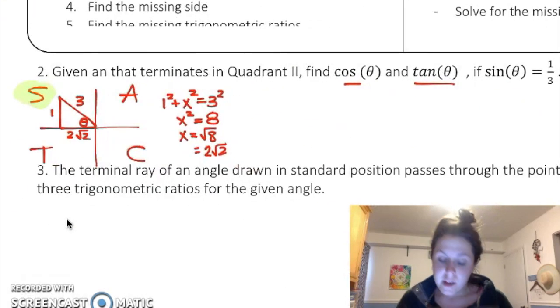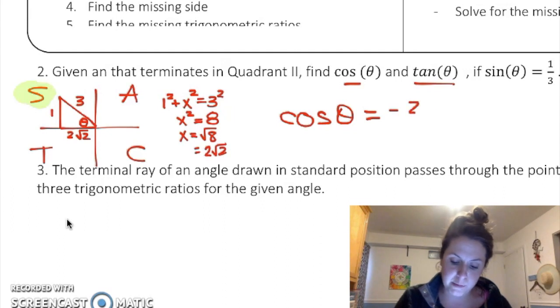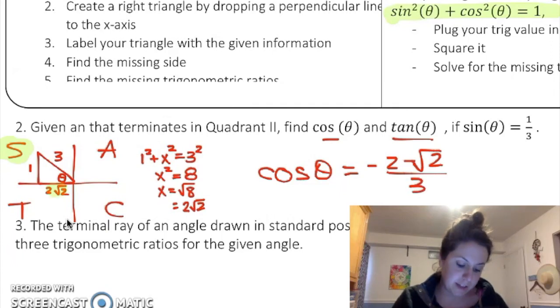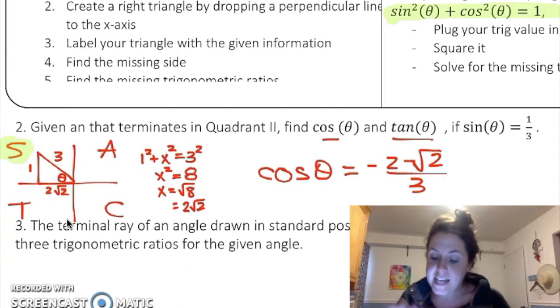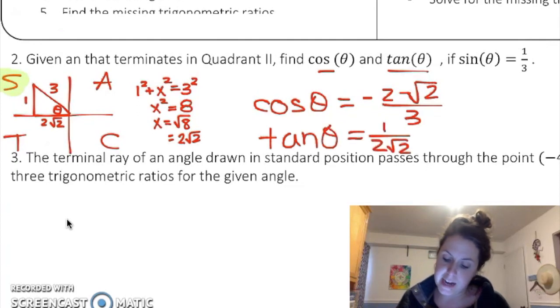Okay, now if I wanted to find cosine, first of all, I know it should be negative, right? And I'm going to do the adjacent, which is 2 radical 2, over the hypotenuse, which is 3. So again, I'm taking the adjacent over the hypotenuse, right? And then for tangent, I'm going to do the opposite over the adjacent. And again, I know that should be negative because tan is negative. So those would be my two values for that problem.